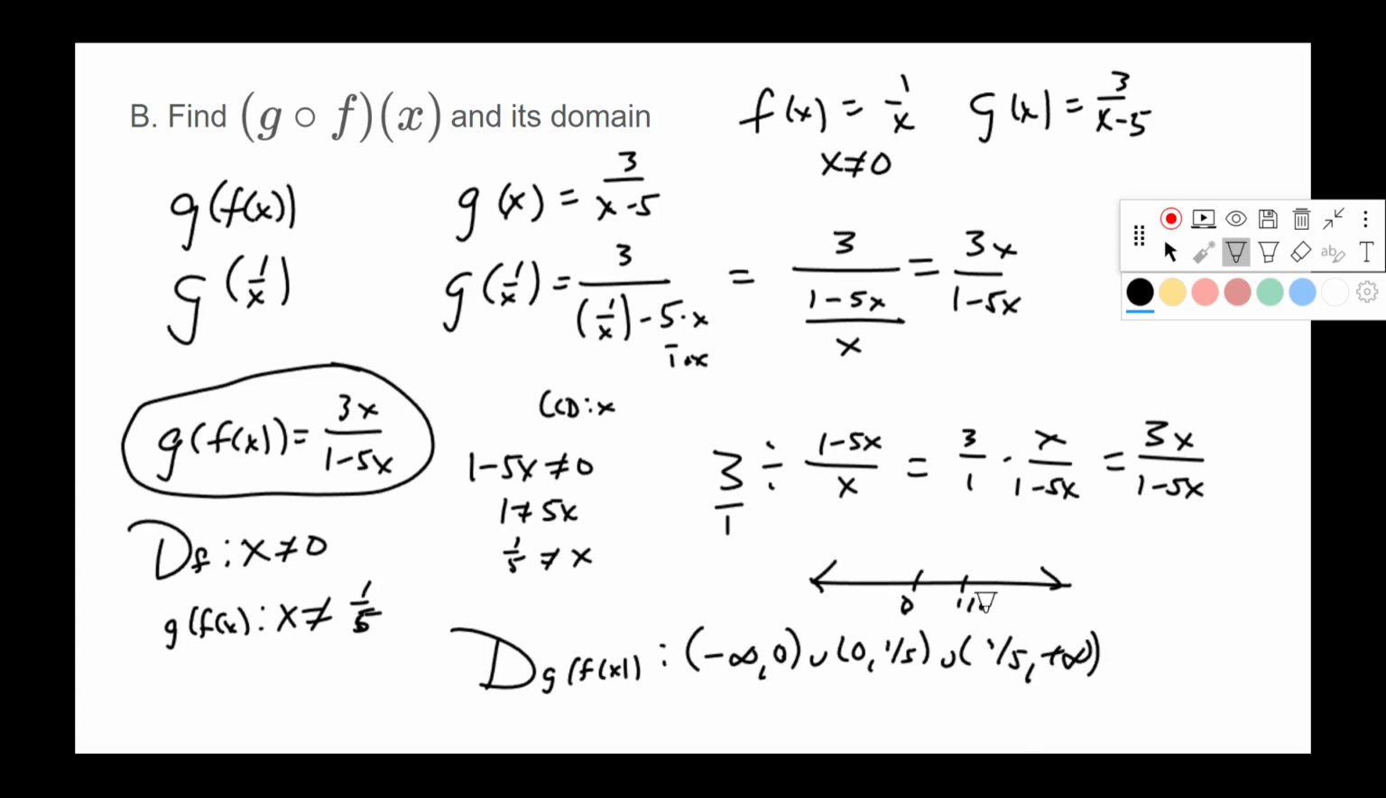Again, you don't see that. Make your little number line here. We got 0, we got 1/5, no 0, no 1/5. There's 1, 2, 3 regions to write down for the domain. This is the correct domain. That's the correct g of f of x. And that's how we do this.